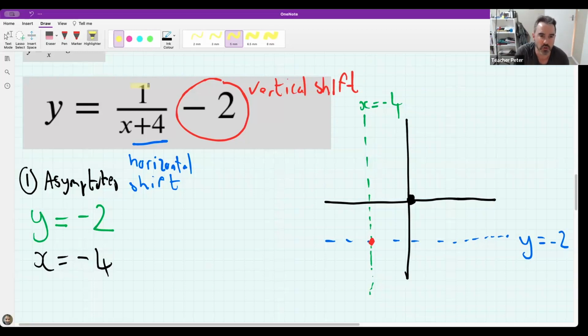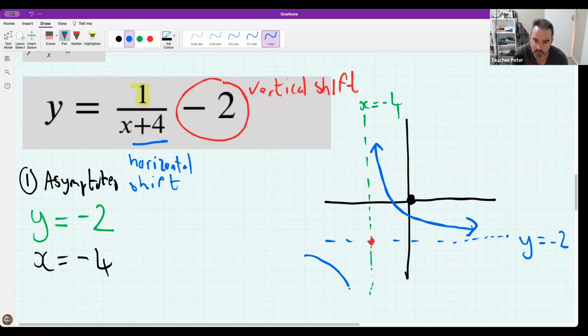The thing that you look at is this positive number, which means that your hyperbola has to be in over here and over here. So what I'm going to do is draw my hyperbola like that, and then I'm also going to draw it like this. Now that looks a little bit different.